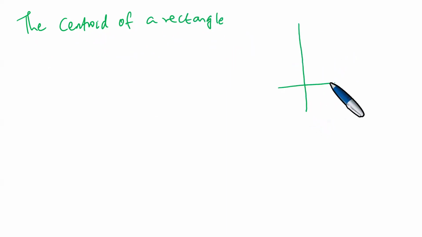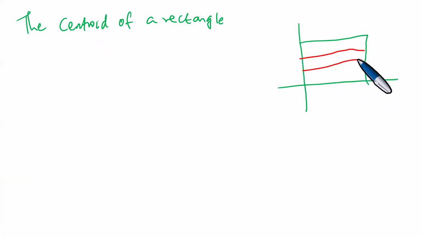The centroid of a rectangle. In which case, we're going to take the same rectangle, but we're going to slice it differently. We're going to slice it horizontally this time. Cut a horizontal slice. In which case, therefore, there's going to be a dy, which is the width of this. Take a look at that one.